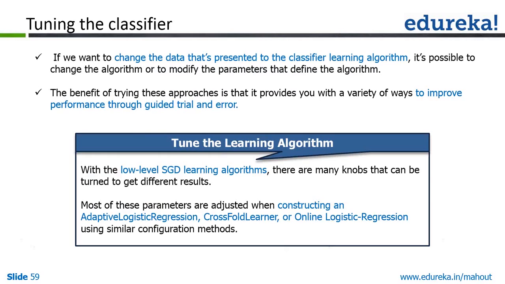So if you see this tuning of the classifier, if we want to change the data that's presented to the classifier learning algorithm, it is possible to change the algorithm or to modify the parameters that define the algorithm. So that is also a part of the tuning that I was telling you. You can change your problem statement also. And the benefit of trying these approaches is that it provides you with a variety of ways to improve performance through guided trial and error.